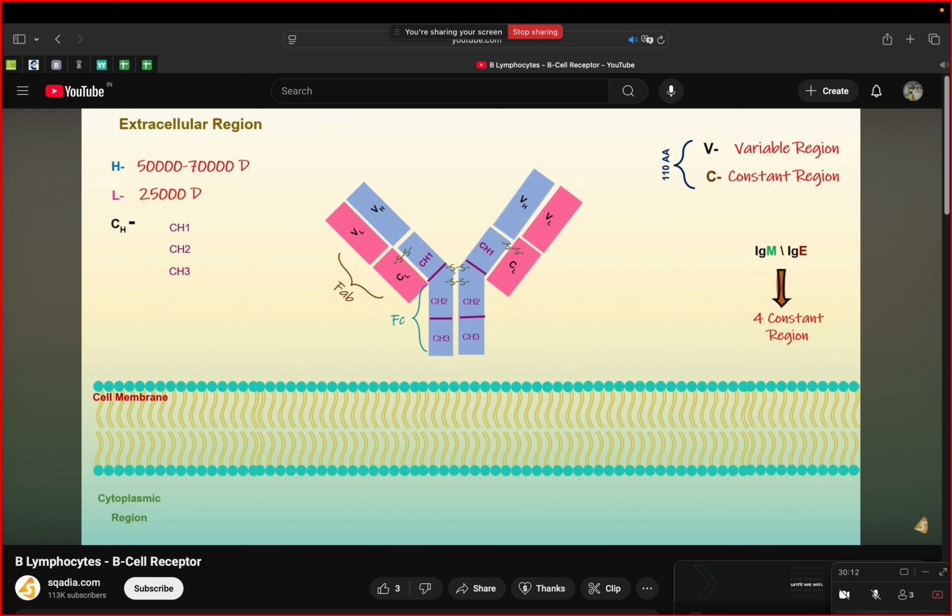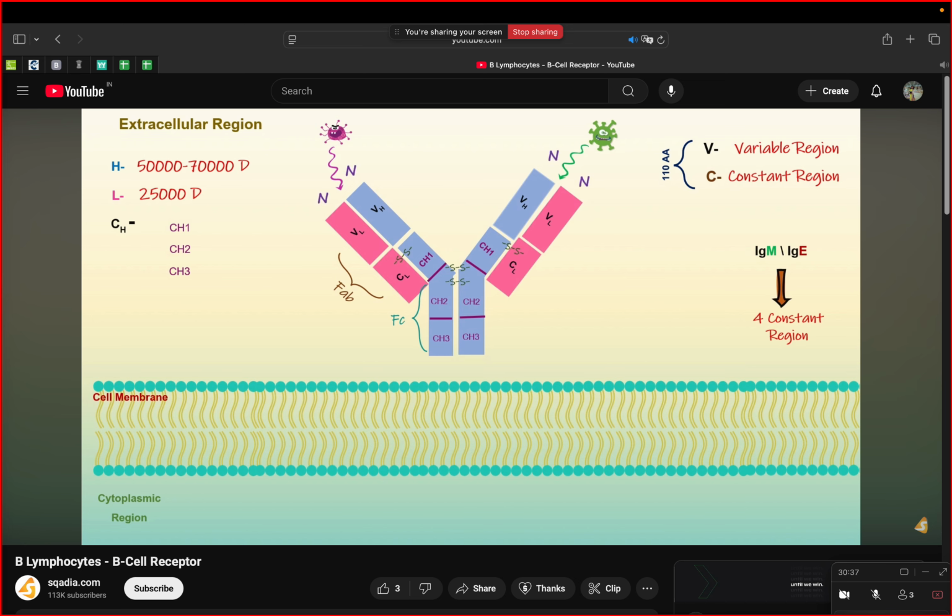Don't worry about the structures of immunoglobulins. They are also explained in detail later in this video. But remember that immunoglobulin M and immunoglobulin E have 4 constant regions. Due to the variability among amino acids in the variable region, the immunoglobulin variable portion varies from one immunoglobulin to another and is involved in antigen binding.